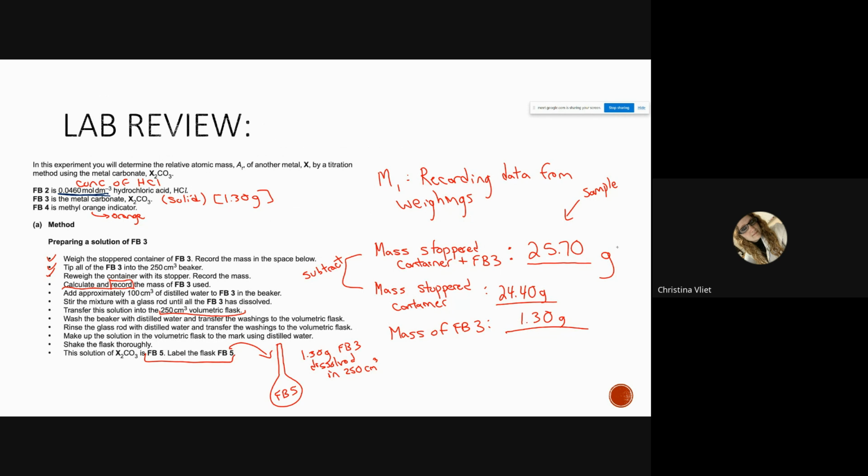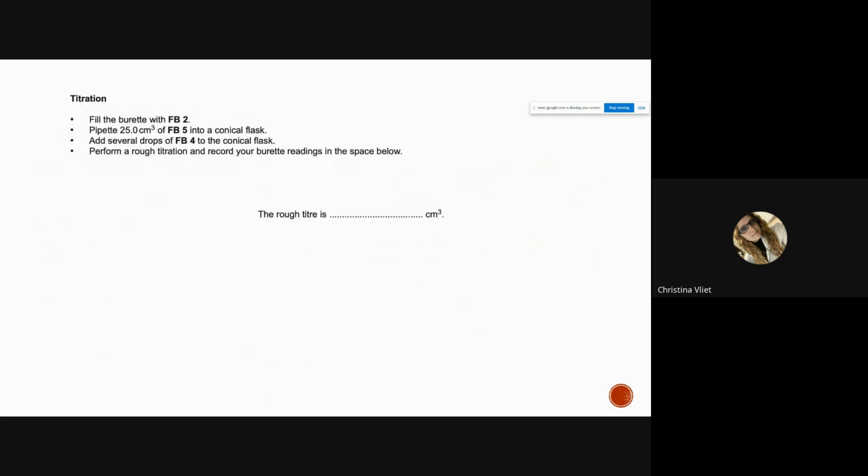All right, so let's continue. You'll see as you move forward, we're going to move to the next page. It says, fill the burette with FB2. Pipette 25 centimeter cubed of FB5 into a conical flask. You have to memorize what is a conical flask versus what is a burette. So, what is the burette?